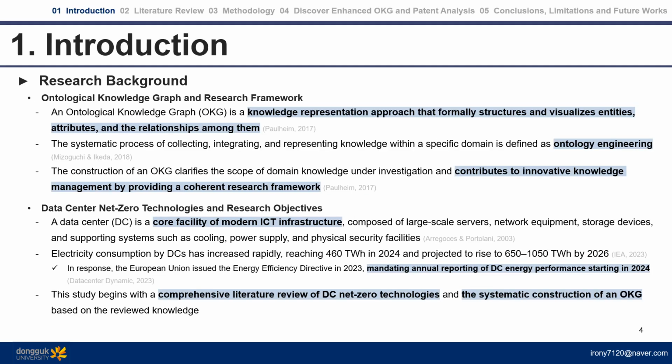An ontological knowledge graph is a knowledge representation approach that formally structures and visualizes entities, attributes, and the relationships among them. The semantic process of collecting, integrating, and representing knowledge within a specific domain is defined as ontology engineering. The construction of an OKG contributes to innovative knowledge management by providing a coherent research framework.